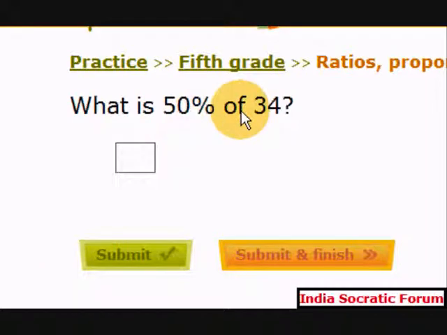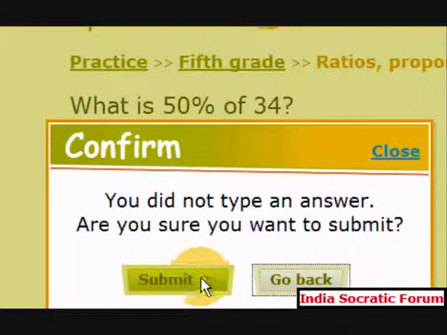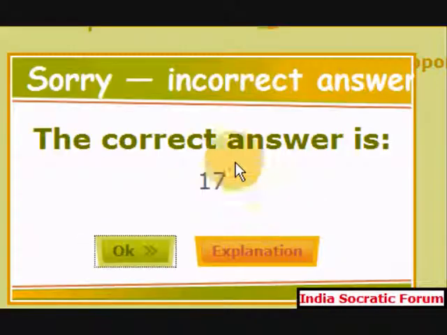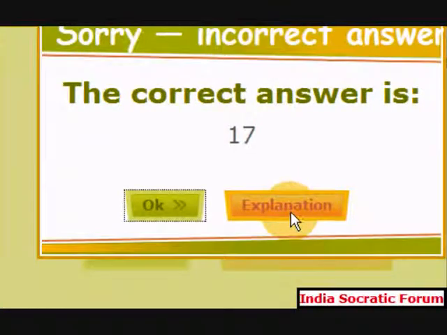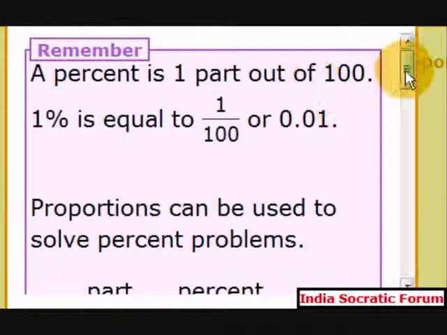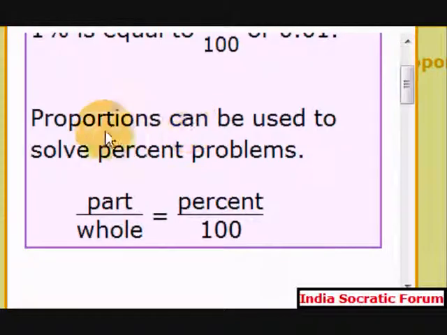What is 50% of 34? Pause the video and do the problem. Good. The answer is 17. Let's see how we got it. Read this aloud. This is the rule.